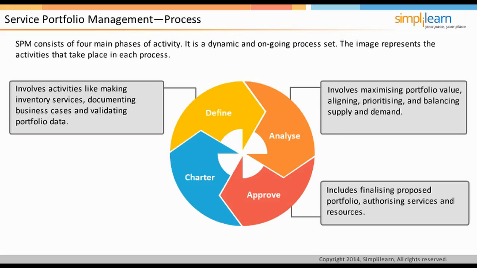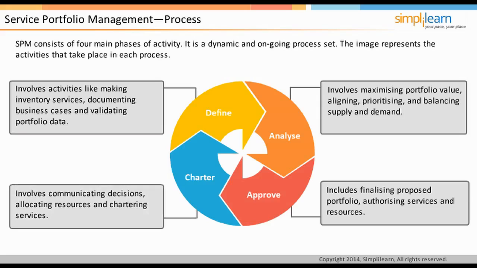The last step is Charter. Charter. This step involves communicating decisions, allocating resources, and chartering services. This phase begins with a list of decisions and action items. These decisions should be correlated to budgetary decisions and financial plans. Budget allocations should enforce the allocation of resources. Next, we will focus on the purpose, objective, and scope of financial management.